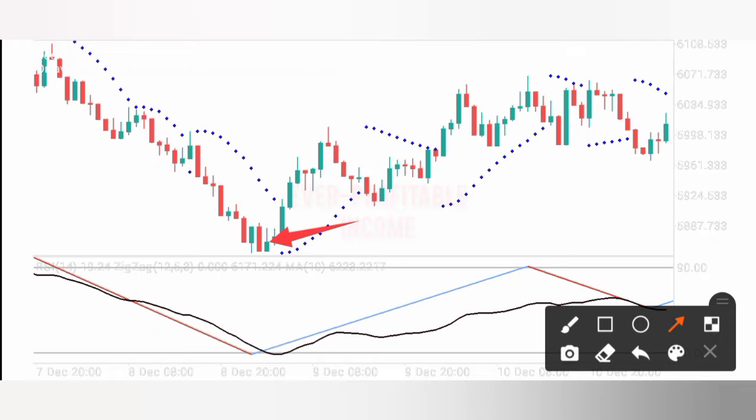That candlestick right there, and that candlestick is a reversal candlestick. That is the inverted hammer.